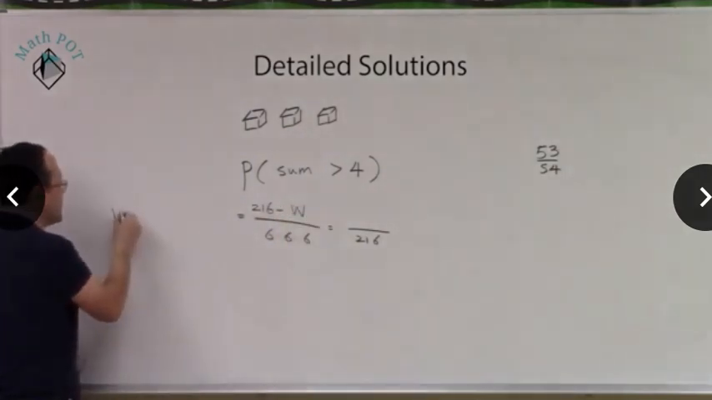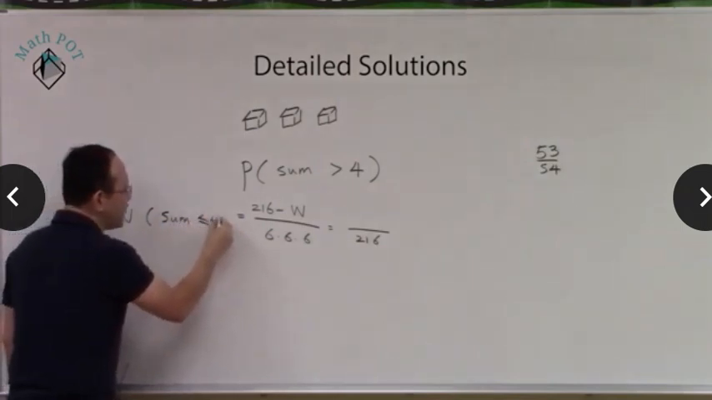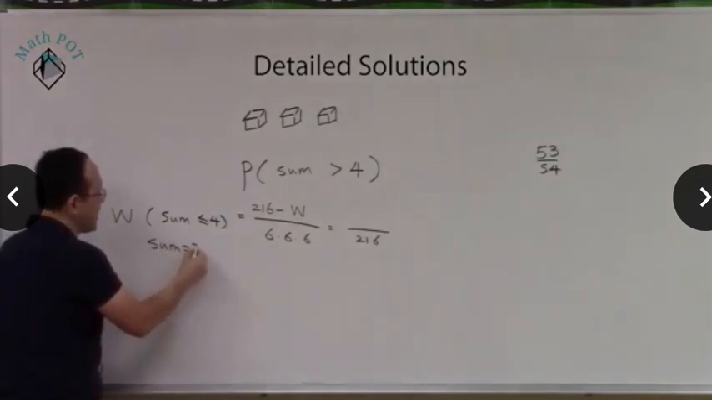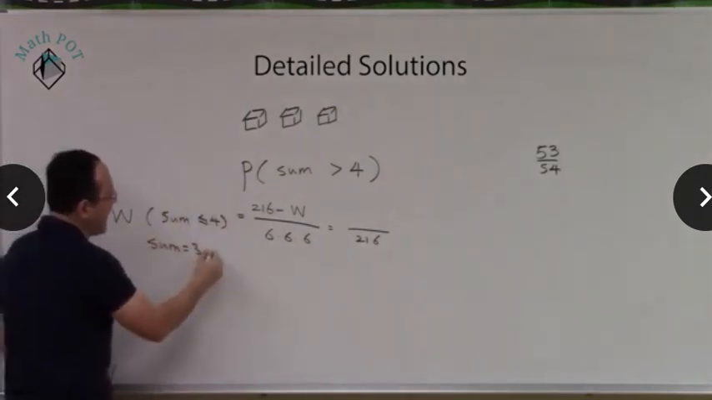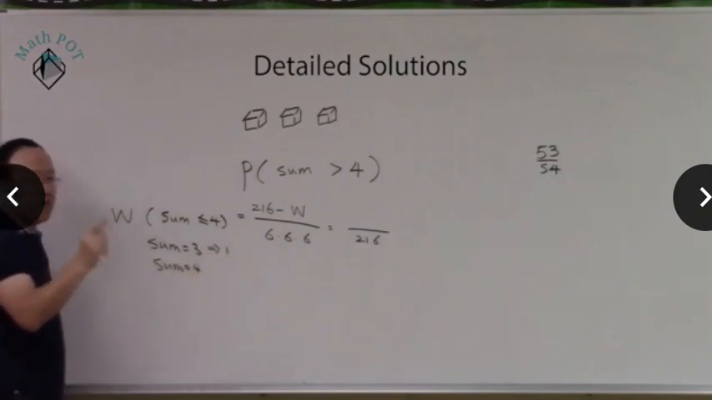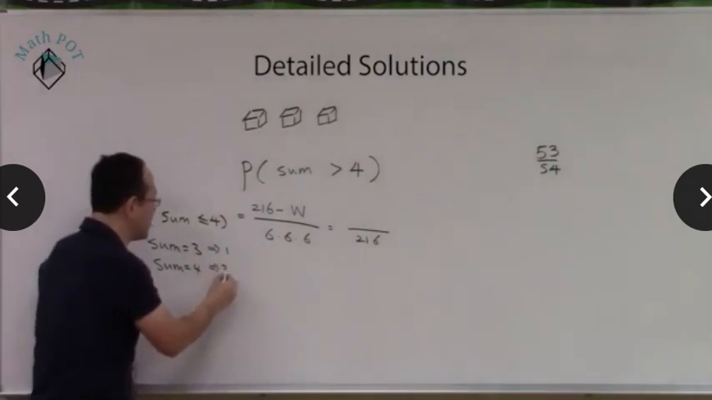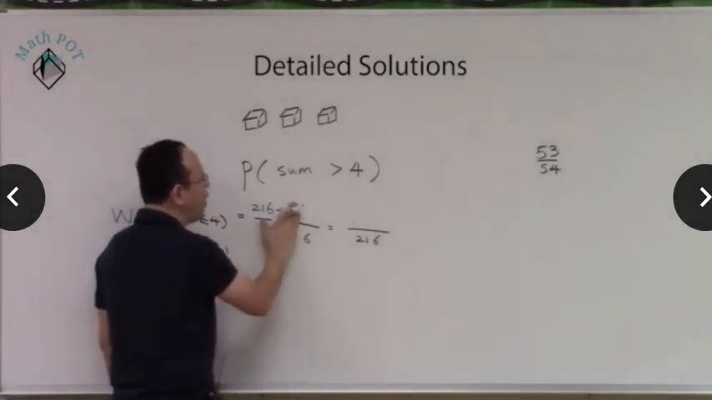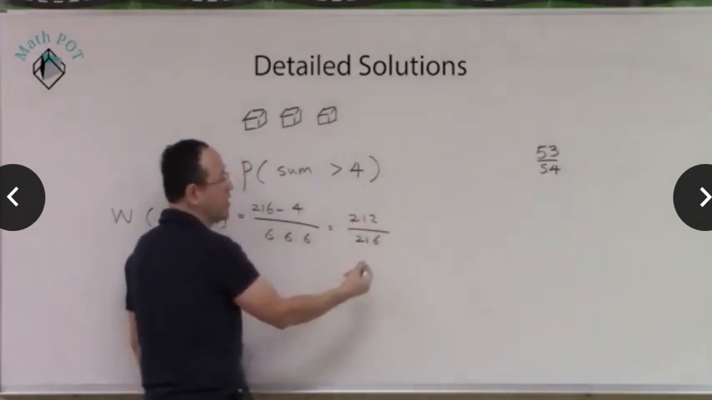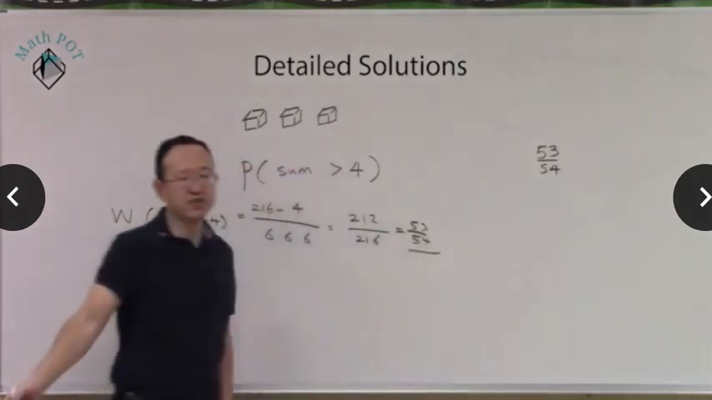So the wrong answer is nothing but the sum being less than or equal to 4. The first one is sum equals 3: 1, 1, 1. We have only one way. How about sum equals 4? It's very clear: 1, 1, 2; 1, 2, 1; and 2, 1, 1. That gives us only 3 ways. That means we have only 4 wrong answers. So the total favorable outcomes is 212. Simplify, and we figure out 53/54. So let's stop here.